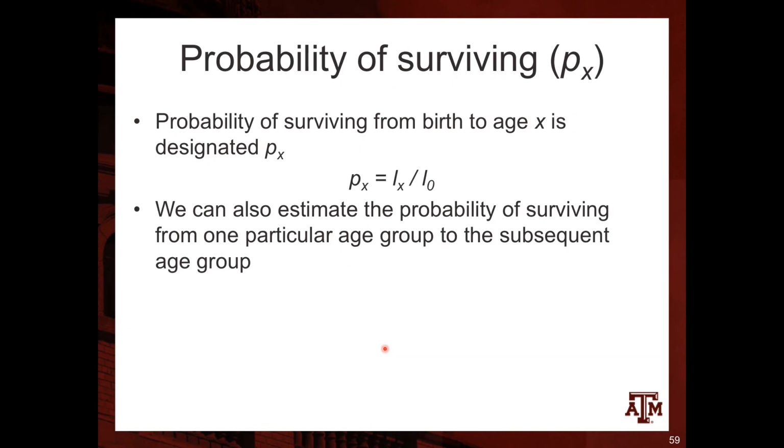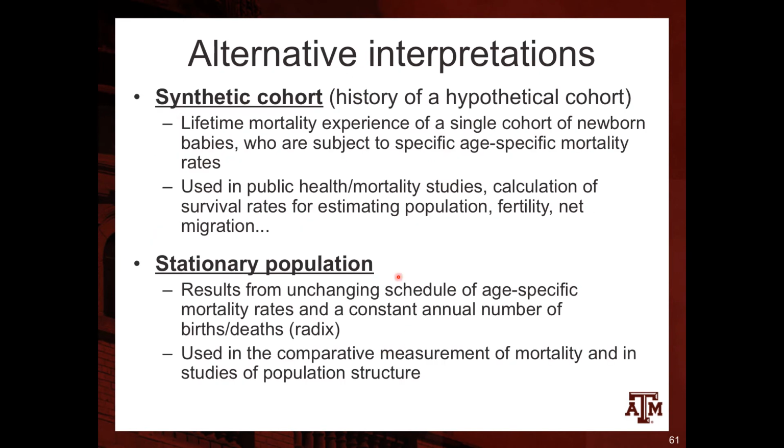And one important thing here for these slides is this thing here. So far we interpreted the life expectancy from life tables with the synthetic cohort approach. So that's the lifetime mortality experience of a single cohort of newborn babies who are subject to specific age-specific mortality rates. So if a group of babies were exposed to those age-specific mortality rates throughout their lives, they would live on average the life expectancy at birth that we calculate from the life table. So that's the synthetic cohort approach.